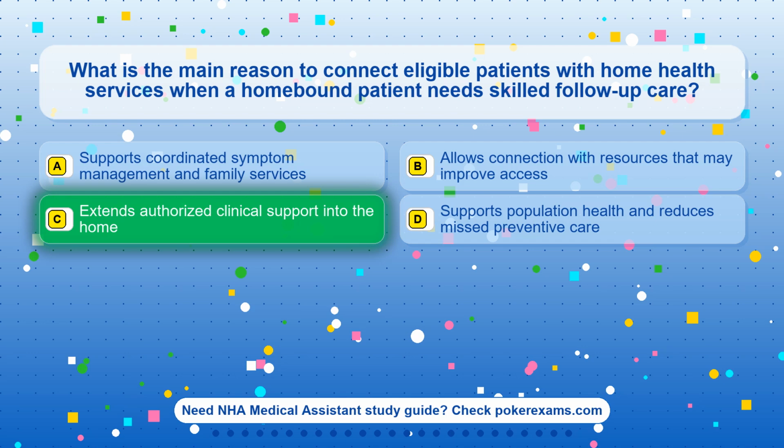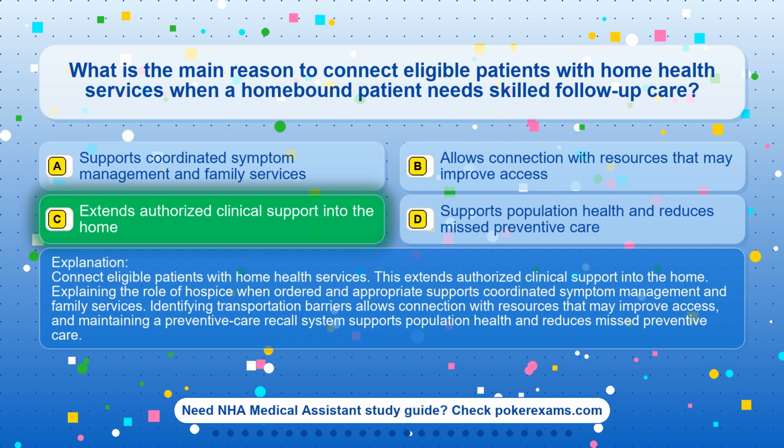The correct answer is option C. Extends authorized clinical support into the home. Connect eligible patients with home health services. This extends authorized clinical support into the home. Explaining the role of hospice when ordered and appropriate supports coordinated symptom management and family services. Identifying transportation barriers allows connection with resources that may improve access, and maintaining a preventive care recall system supports population health and reduces missed preventive care.